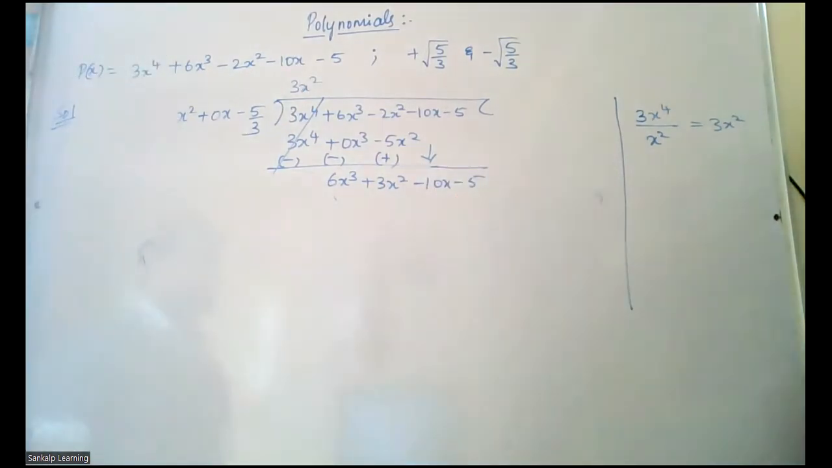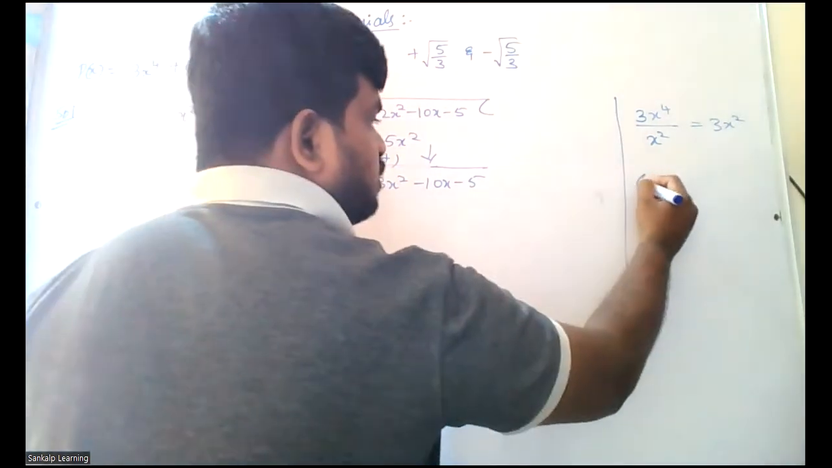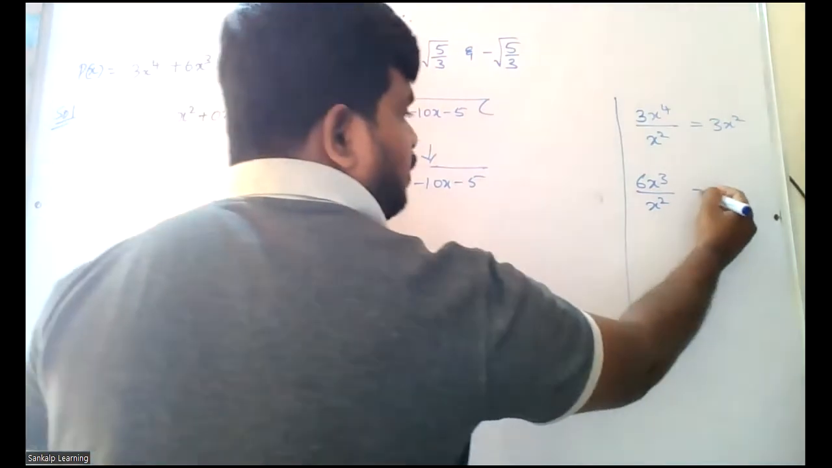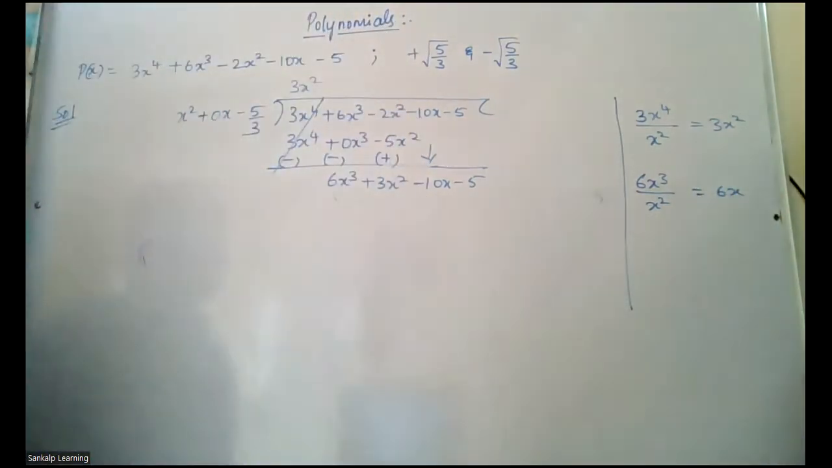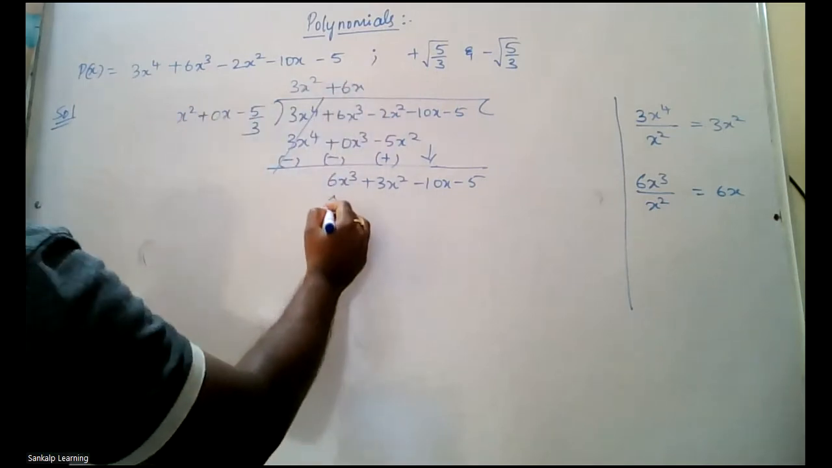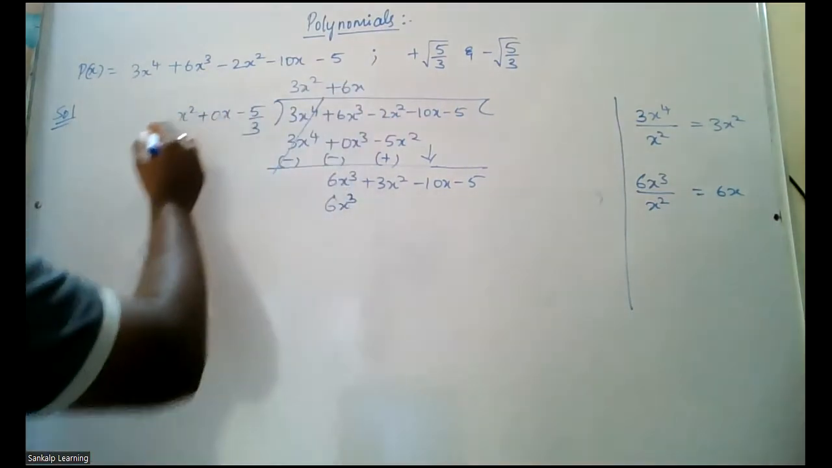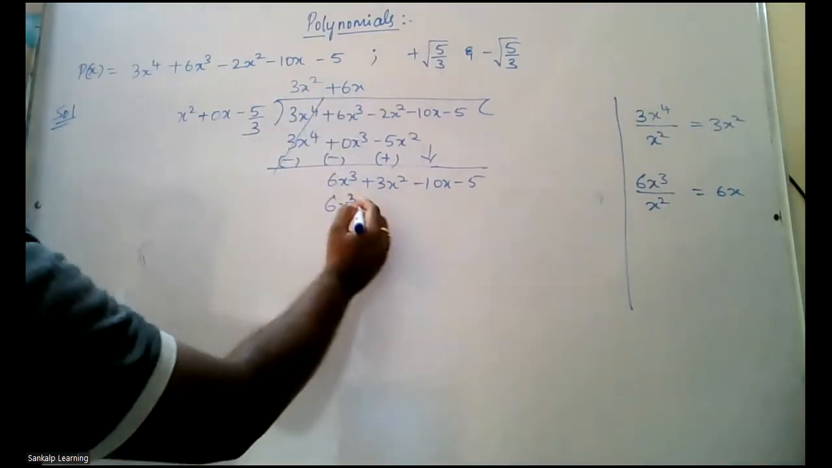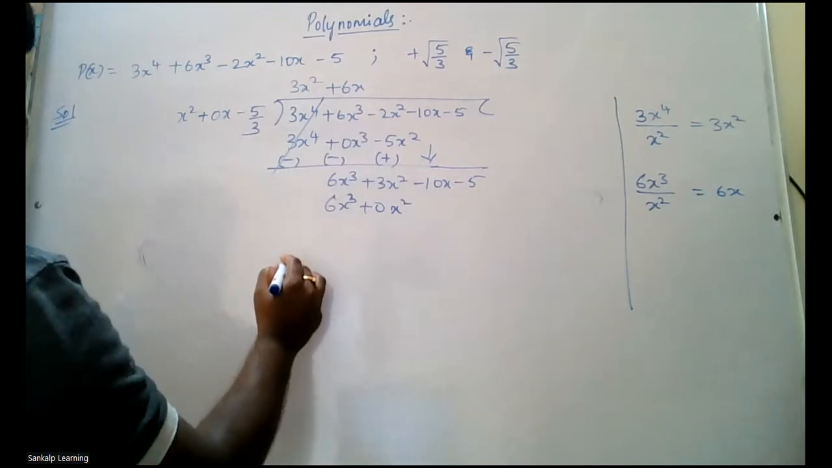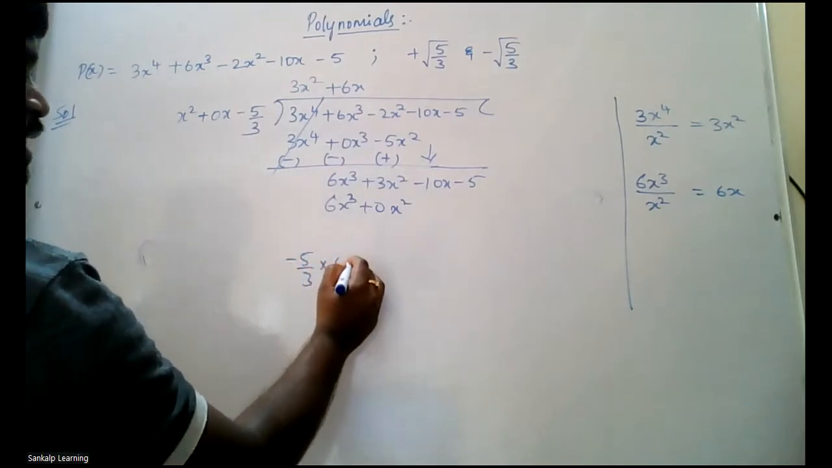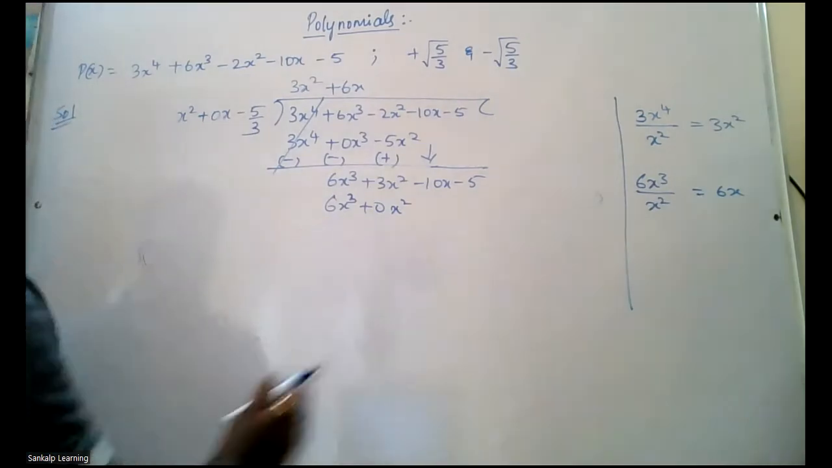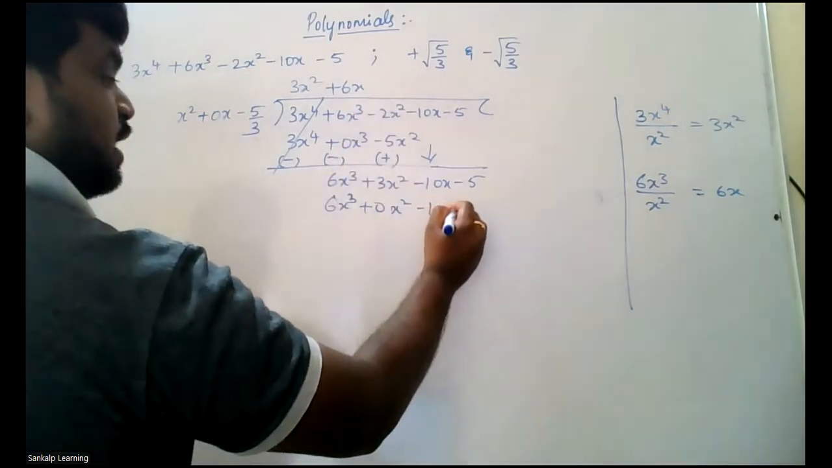Okay. Now the same procedure. 6x cube by x squared, so we will be left with 6x, isn't it? So let's write that positive 6x here. 6x into x squared, 6x cube. 6 into 0, 0. X into x, x squared. 6 into minus 5 by 3. Minus 5 by 3 into 6x. 3 ones are, 3 twos are. Minus 5 into 2 is minus 10x. So it will become minus 10x over here.